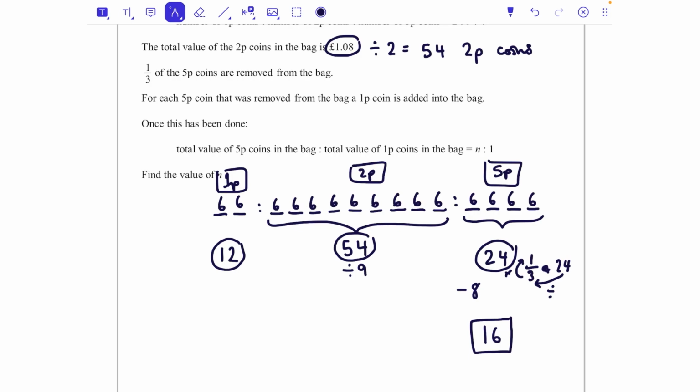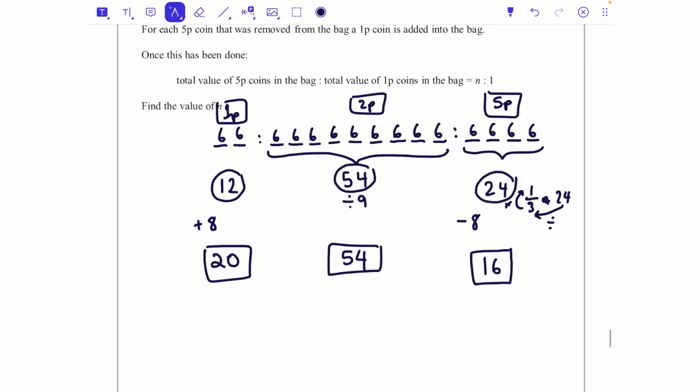But then it says for every 5p coin we remove, we're going to add in a 1p coin. So that now means we've got 20 1p coins. And we still have 54 2p coins because we've not changed those. So that's how many coins we've got. Now we're being asked for the total value. So the total value of our 20 1p coins is 20p. The total value of our 54 2p coins hasn't changed, it's still going to be £1.08. And the total value of our 16 5p coins, we're going to times 16 by 5, and that is 80p.